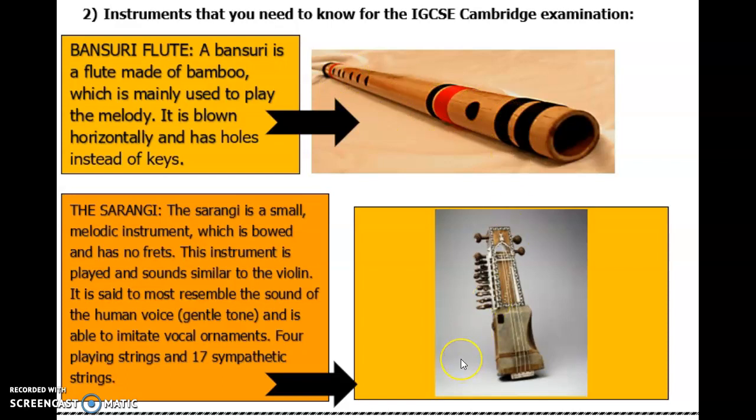Then we have the sarangi. It's a small melodic instrument which is bowed and it has no frets. The instrument is played and sounds similar to the violin. It is said to most resemble the sound of the human voice, the gentle tone of that. It's able to imitate vocal ornaments like the pitch bending or the slides or the glissandos. You have 4 played strings that I see there and 17 sympathetic strings.